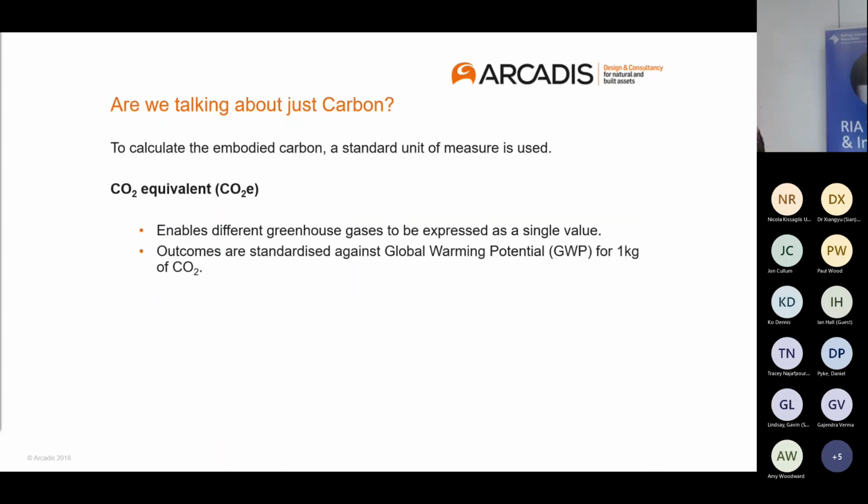So are we talking about just carbon? To calculate the embodied carbon, a standard unit of measurement is used, which is a carbon dioxide equivalent value. And this carbon dioxide equivalent enables different greenhouse gases to be expressed as one single value. And all outcomes are then standardised against a global warming potential for 1 kilogram of CO2. And this is invaluable for us when we're looking back at designs and trying to make comparisons and refine all of our material choices, because you can compare them all against each other.